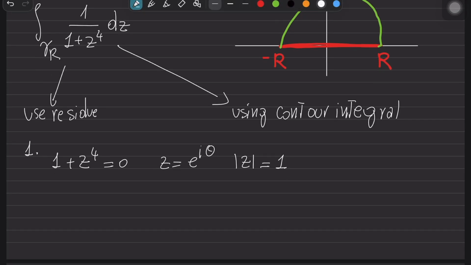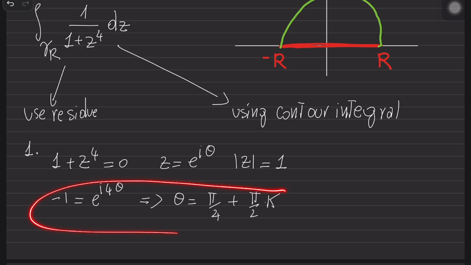And this means that now negative 1 has to be equal to e to the i 4 theta, which means that theta can be equal to pi over 4 plus pi over 2 times k. Okay, so this equation can be solved really easily.